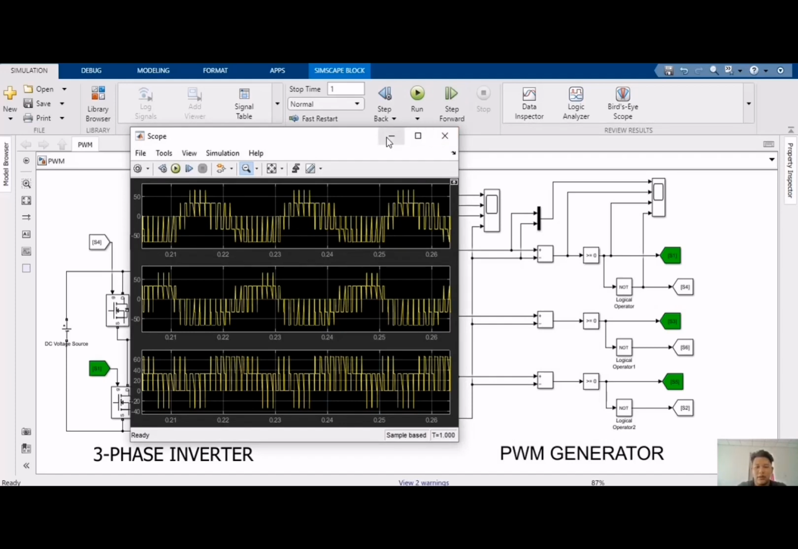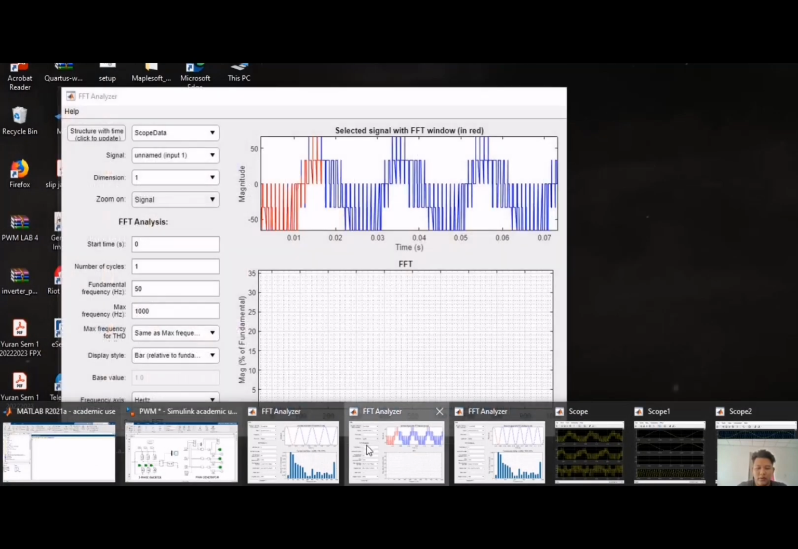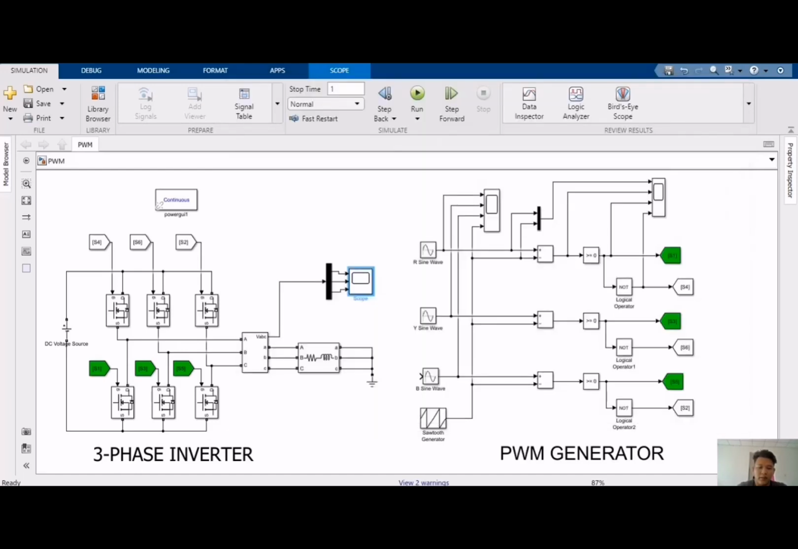So, for the total harmonic distortion for the three-phase inverter, this is the waveform for the three-phase inverter, and for the total harmonic distortion, we will get 40.36%.